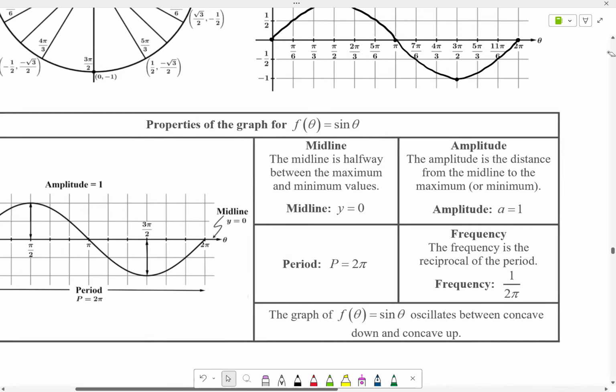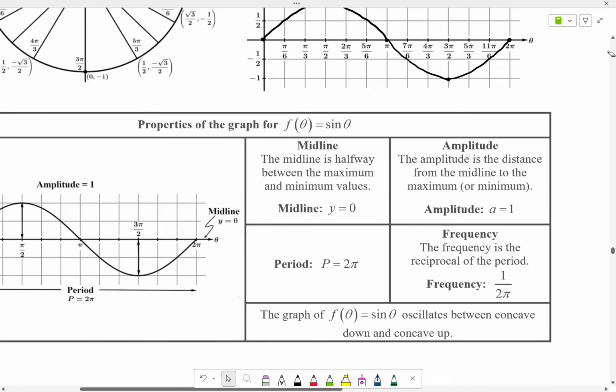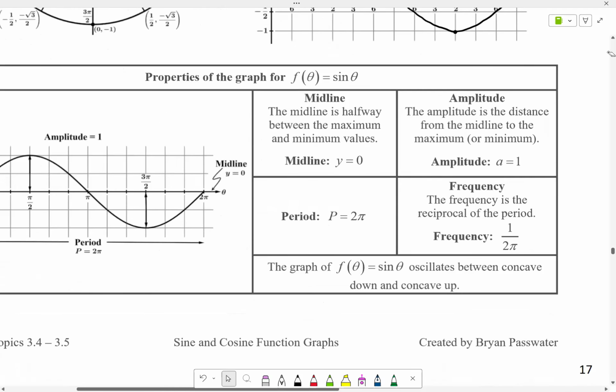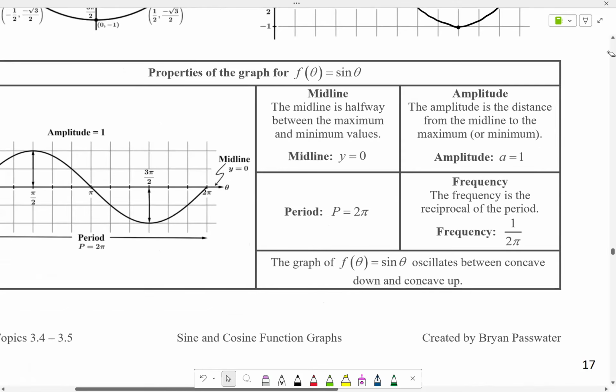The middle of it has something called an amplitude, which is the distance from the midline. And remember, the word distance means we're only talking about what kind of numbers? Positive numbers. So amplitude is always, always, always positive. It's sometimes one. In this one, it's one, but it's not always one.